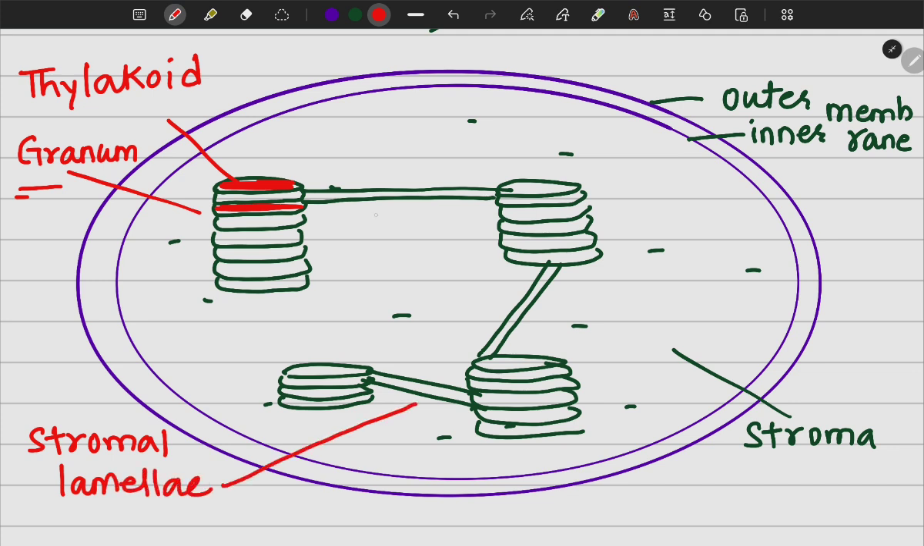So these are the stromal lamellae. Alright, so these three special structures inside the chloroplast are responsible for carrying out photosynthesis. The three special structures are the granum, the stromal lamellae, and the stroma. Together they constitute the membranous system of the chloroplast.